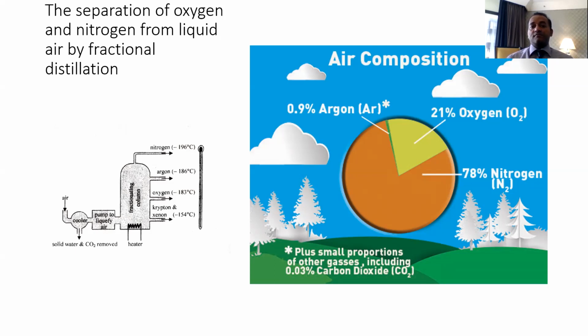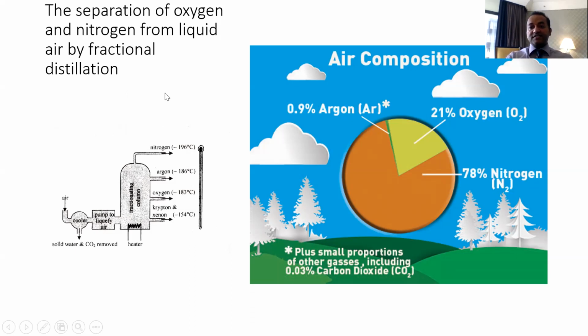If you go to a hospital or some other places, you can see they have pure oxygen. Or, for example, if they use welding under the ocean, they need nitrogen. You can see the pure nitrogen tank. All these gases are derived from the air through a method known as fractional distillation.